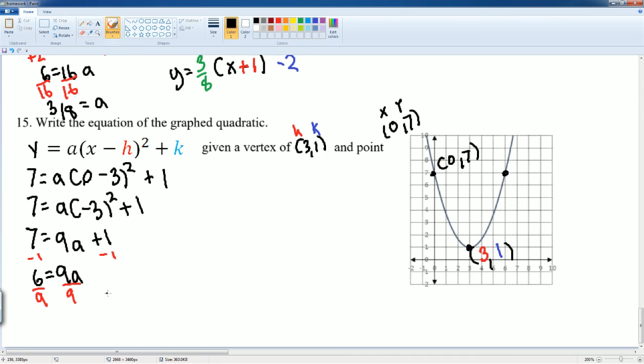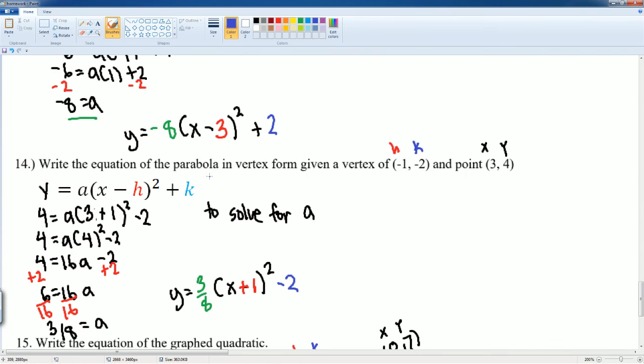And you have to learn how to reduce that fraction. 6 and 9, 3 is in common. Pull out 3. It gets you 2 over 3. That's your a value. So the answer in vertex form is y is equal to 2/3 times (x minus h, which is 3) squared, plus your k, which is 1. So there you go. That is how you write the equation for the parabola.